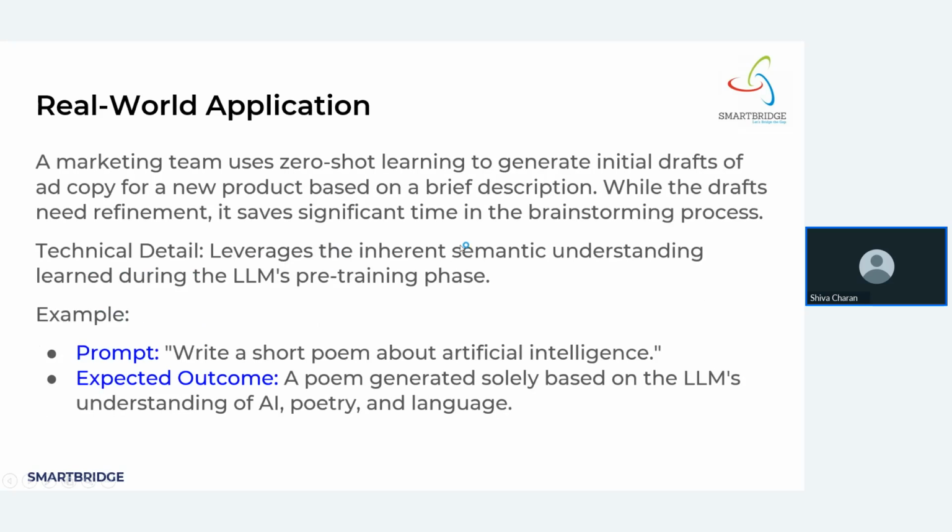So a real world application, see the example. Write a short prompt about artificial intelligence, and the expected output will be a poem generated solely based on the LLM's understanding of AI. Let's say there is ChatGPT. Based on how ChatGPT has understood AI, the poem will be generated. If there is a new definition of AI released yesterday, ChatGPT will not know about it, because every LLM has a knowledge cutoff date.